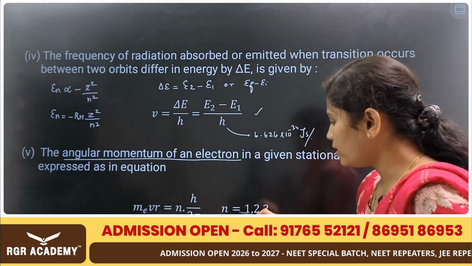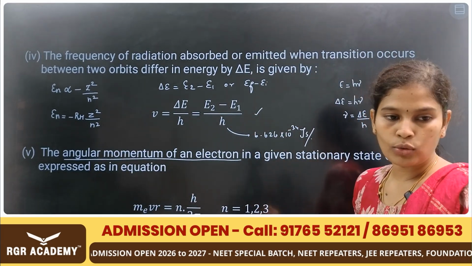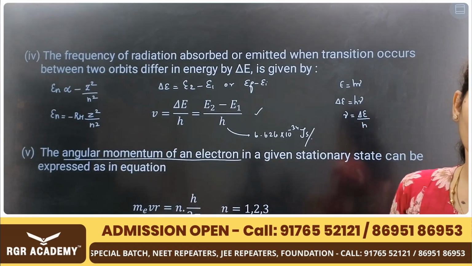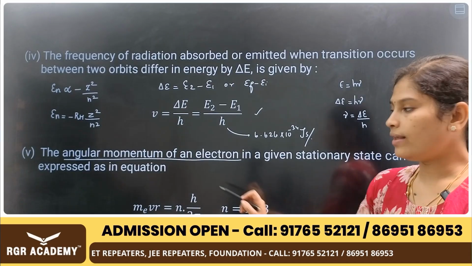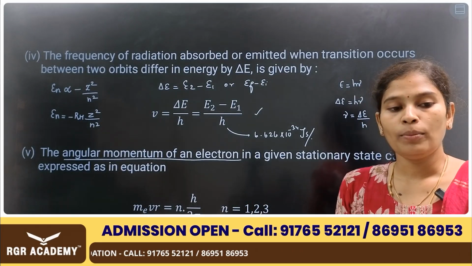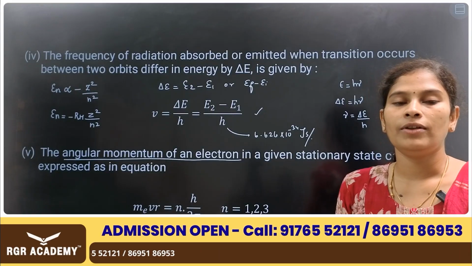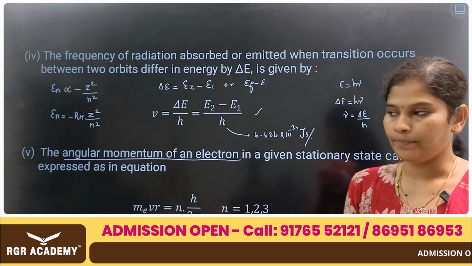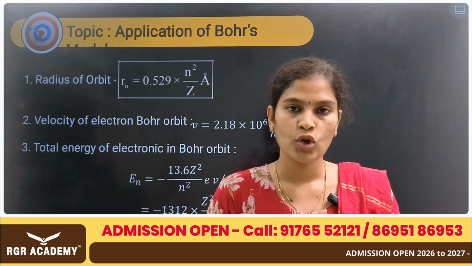So if the electron is in the first orbit, n is equal to 1, so the angular momentum should be 1 into h by 2 pi. If it is in the second orbit, the angular momentum will be 2 into h by 2 pi. Like that, the angular momentum of an electron in a particular orbit will be an integral multiple of h by 2 pi. What are the applications of this Bohr's model?